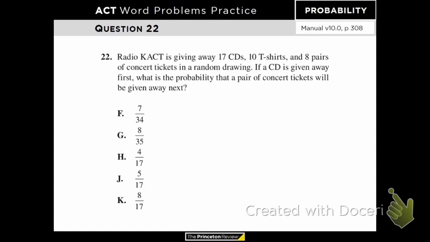22. Radio KACT is giving away 17 CDs, 10 t-shirts, and 8 pairs of concert tickets in a random drawing. If a CD is given away first, what's the probability that a pair of concert tickets will be given away next? So we just need to figure out, right, how many concert tickets are there over the total.